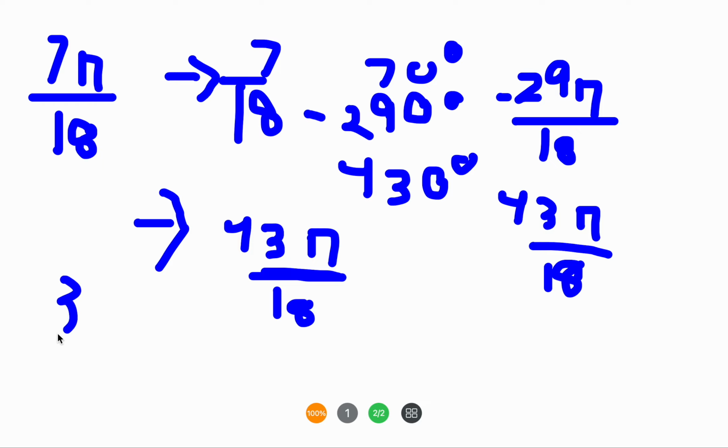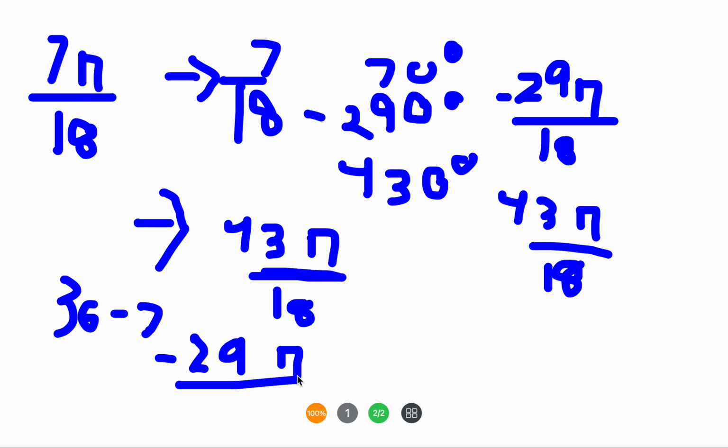But we can also do 36 minus 7. You get 29. We want to do 7 minus 36, so we get negative 29 instead. And again, we have the pi by 18. These are both valid ways. And somehow I prefer this way, even though this way is kind of longer, because radians might confuse me up a bit in more harder questions.